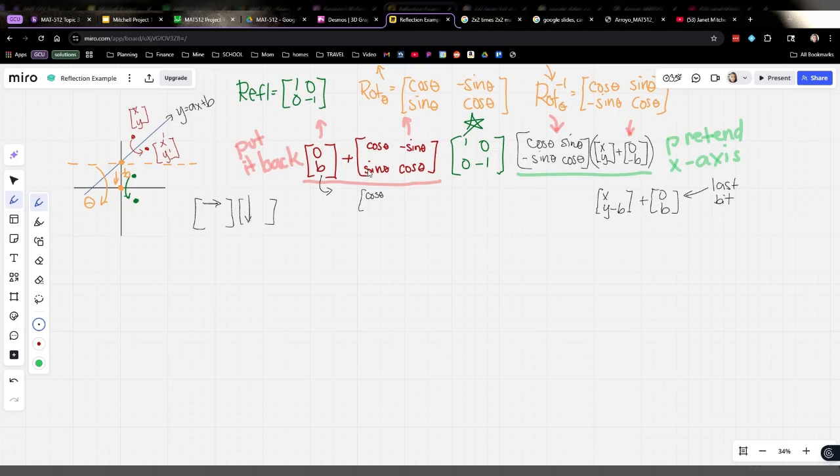So second row, first column. So sine times 1 is sine, and then cosine times 0 is 0. First row, so I got cosine times 0, and then negative sine times -1 makes it positive sine. Second row, 0, and then cosine times -1 makes it negative cosine. I'm going to copy down all of this, ready for the next bit.